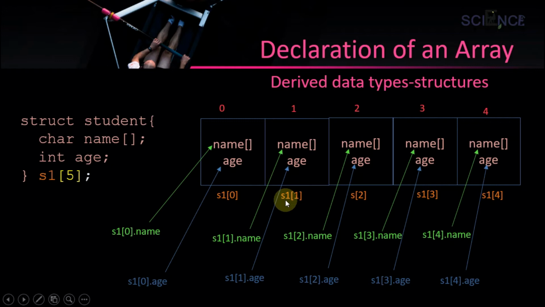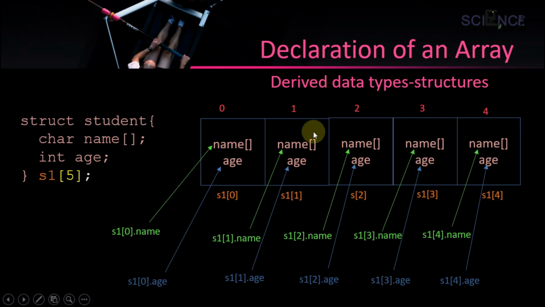Likewise, I can say S1 index 1 for my second element. So here I haven't mentioned S1. This should be S1, right? So here this element is S1 index 2, right? Here it is S1 index 3.